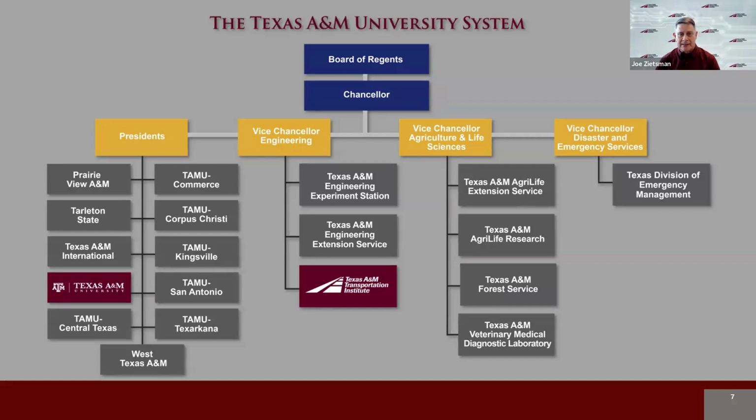So you can see it's governed by the Board of Regents. The chancellor is like the chief executive officer of the A&M system. And then to the left, you see like 11 boxes. The system is comprised of 11 universities and 8 state agencies. And the 8 state agencies are to the right on the slide.